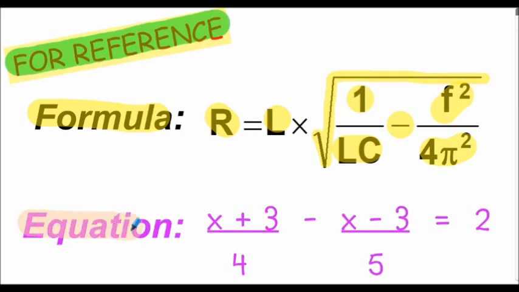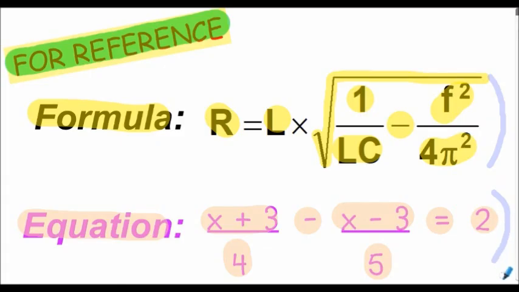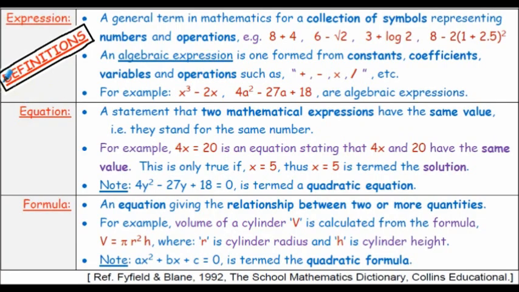However, an equation such as x plus 3 divided by 4 minus x minus 3 divided by 5 is equal to 2 can be rearranged and solved, in this case for the value of x. So within this presentation we are essentially transposing or rearranging formulae, but the same principles can be applied to rearranging and solving equations. I have added this table of definitions into the presentation for anybody that does want slightly more in-depth understanding of terms of expression, equation and formula, but this is only really for background information.